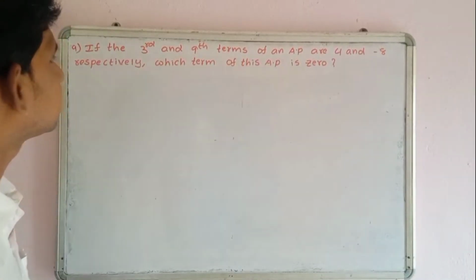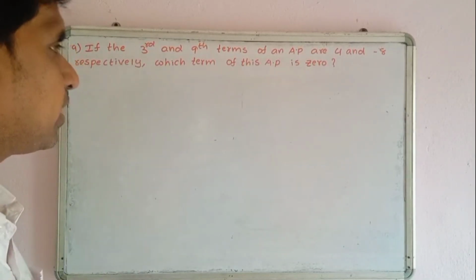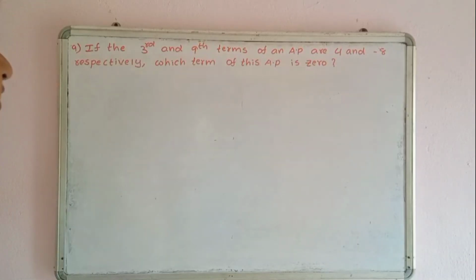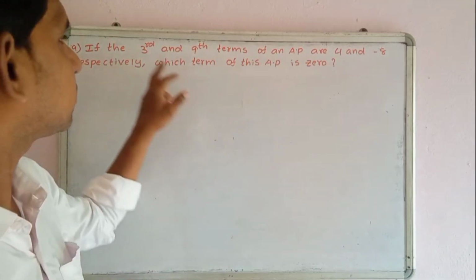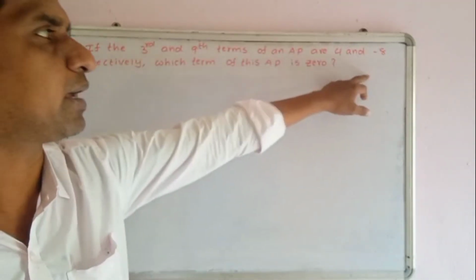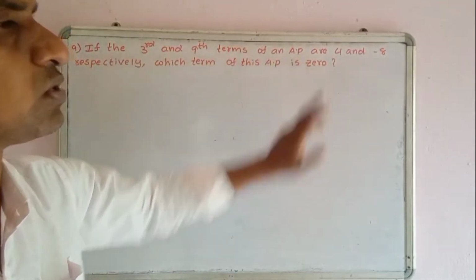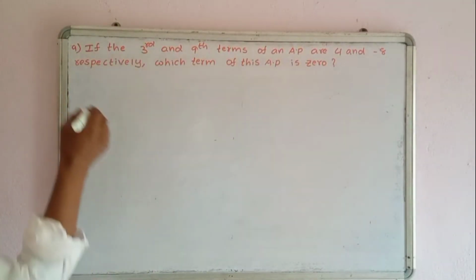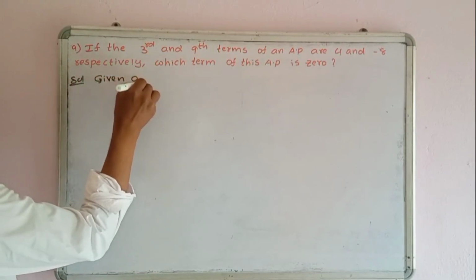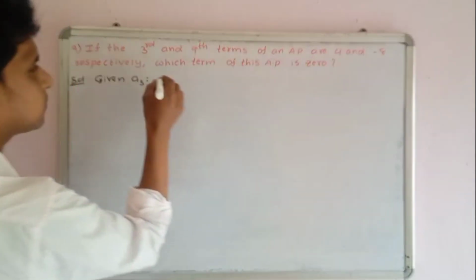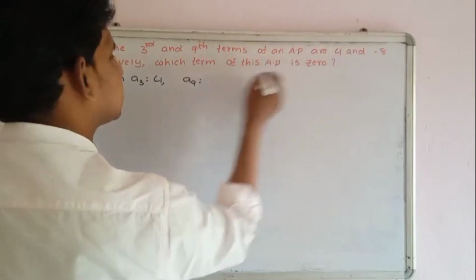Problem number 9. If the third and ninth terms of an AP are 4 and minus 8 respectively, which term of this AP is 0? Okay, so the third term is 4, the ninth term is minus 8, and the term 0 equals the fifth term, 10th term, 11th term, which term it is equal to 0. So given, A3, the third term, is 4 and A9, the ninth term, is minus 8.